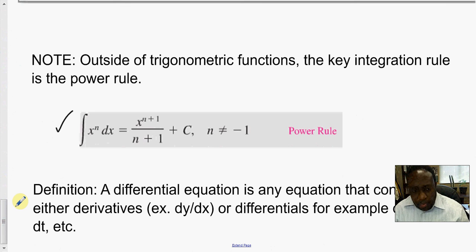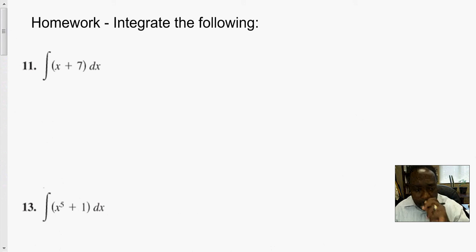In this section, we introduce differential equations in a very simple way. A differential equation is any equation that contains a derivative or a differential. And back in chapter 3, section 9, we dealt with differentials, so you're familiar with dx and dy. Let's look at some problems.